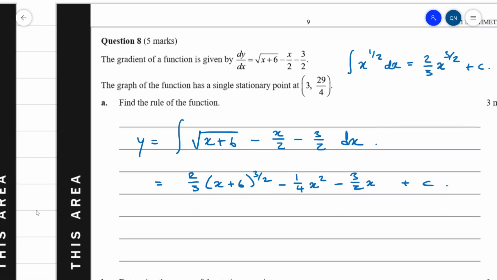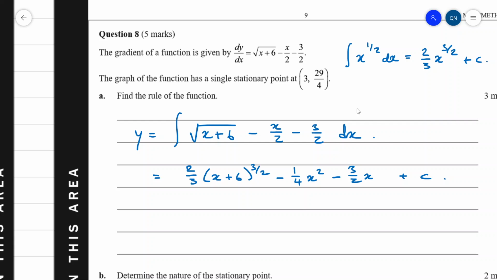Alright, so now we need to make sure that this function passes through the point (3, 29/4). So let's plug that in here. So the y value is 29 on 4, and we need to make sure that's what we get if we plug 3 in everywhere. So we have 2/3, we have 9 to the 3/2, minus 1/4, and we have 9 once again. And is that correct? Yes, that is correct. And then we have minus 3 on 2 times 3, then plus c.